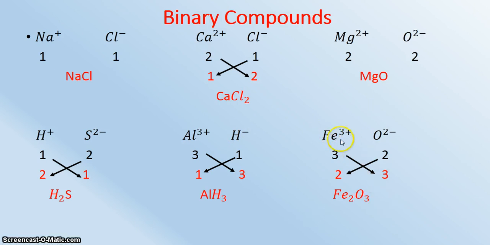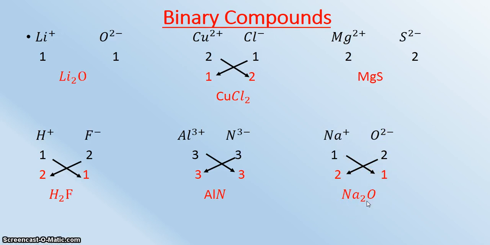Iron is 3 here, oxygen 2. 3 cannot cancel 2. So let's cross them. Let's exchange them. 2 is now under iron. So Fe2. 3 is now under oxygen. So O3. All right. Now let's look at some more binary compounds.